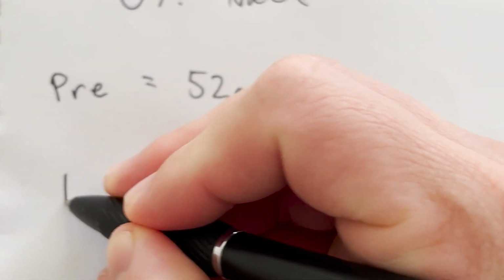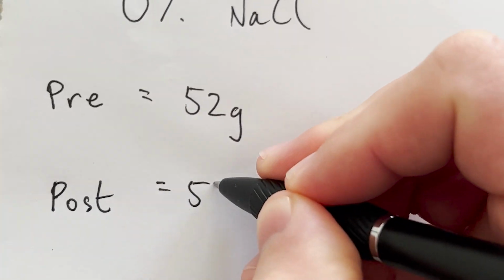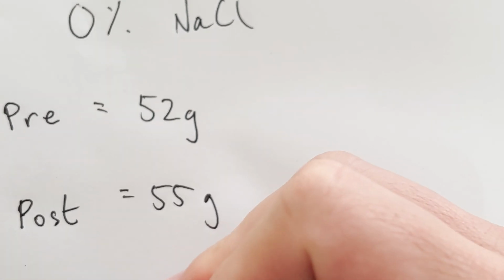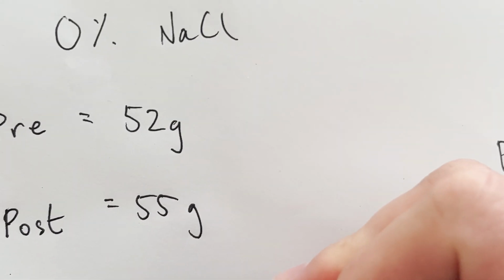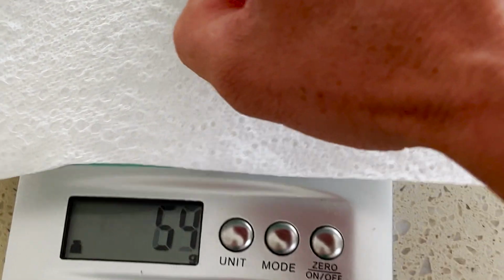It's 55 grams. It was 52 grams before we chucked it in, now it's 55. So its post weight after 2 hours, being in pure water, is 55 grams. So what this means is it's gained 3 grams of mass. So 3 grams of water mass. So now let's take it off. We'll chuck it back in, just leave it there for a little bit.